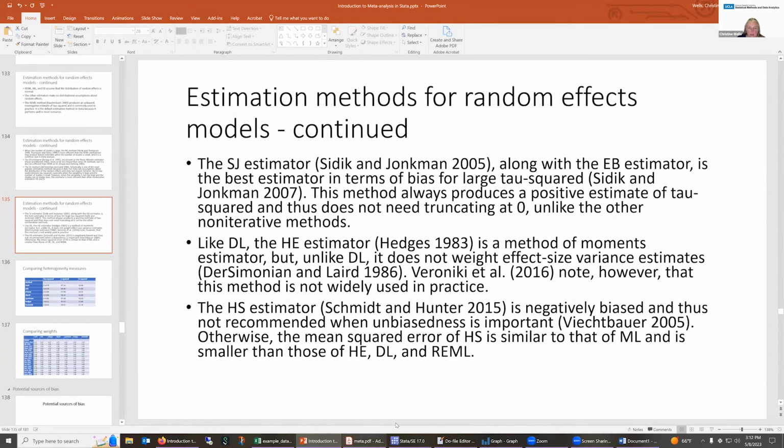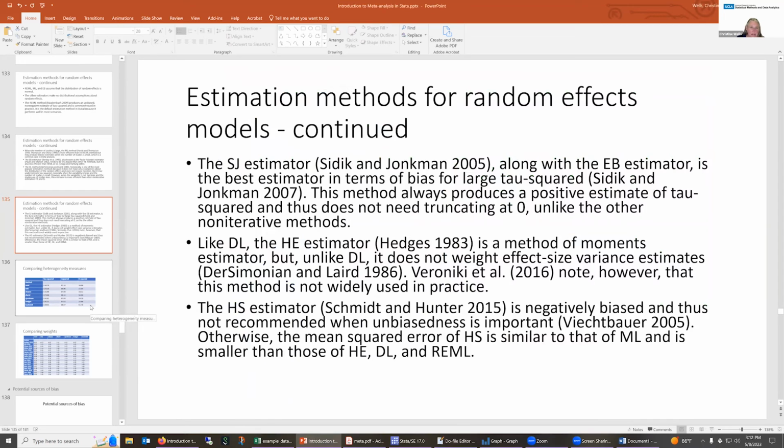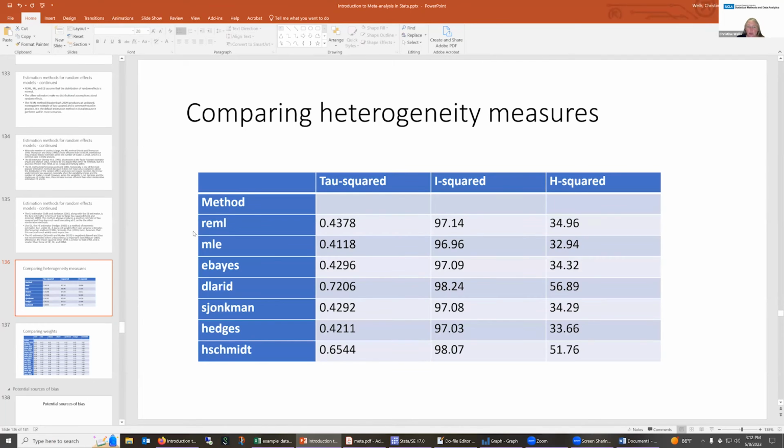But what I did then, and you can see in my do file, is I went through and I ran this using all the different estimators. This nometashow just gets rid of the header information here. And I summarized all of this here. So here are the different methods that are available. We have tau squared, I squared, and H squared. And except for like here, all of this looks fairly consistent, and it's a little bit higher here. Again, this is a little bit higher. This is higher, and then this one here.